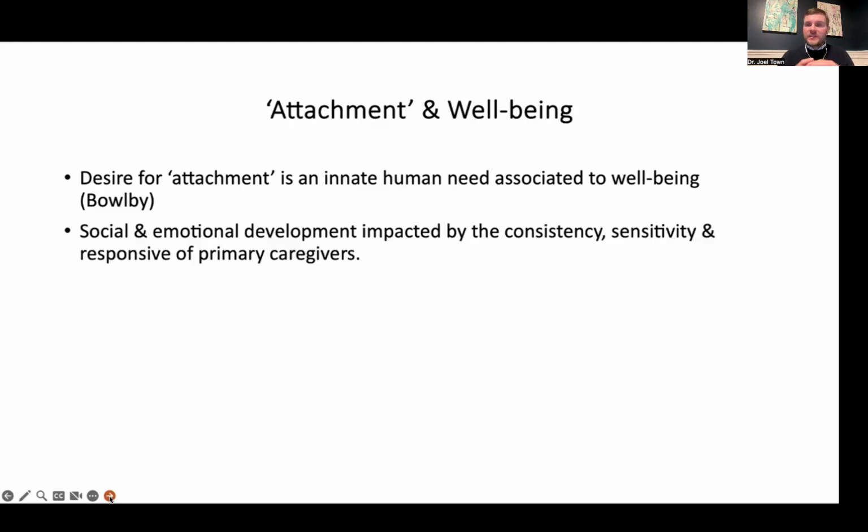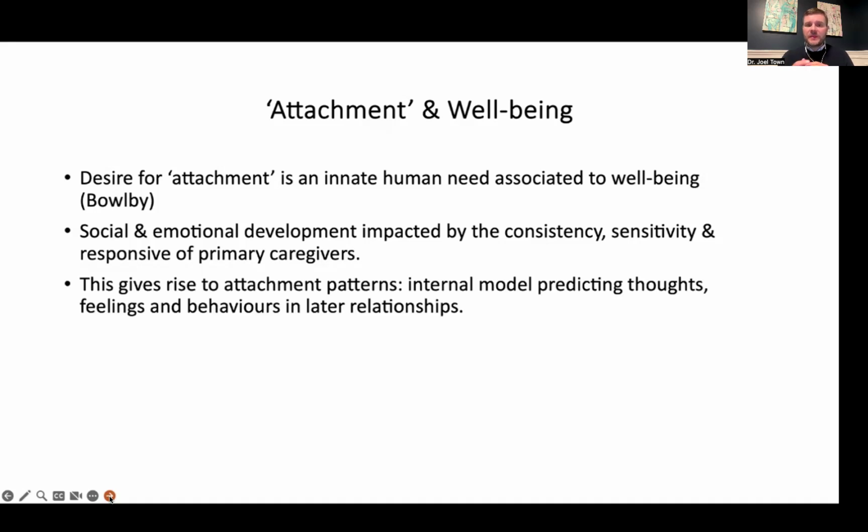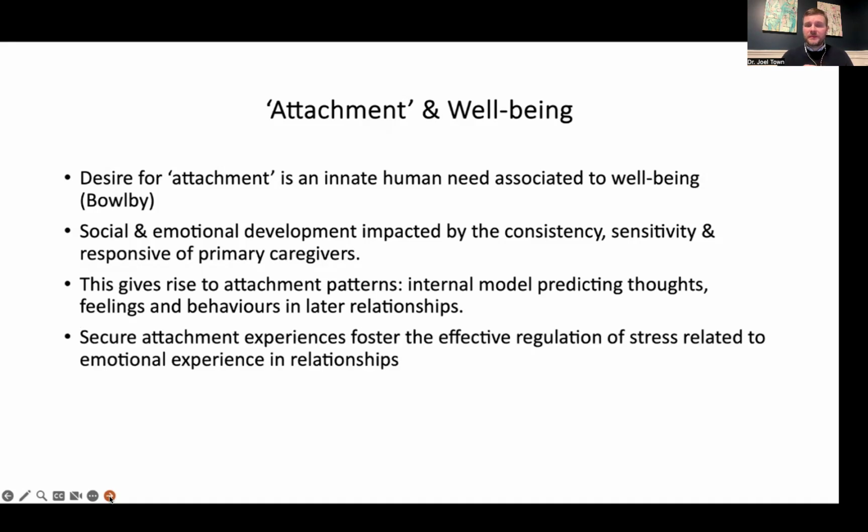So this idea of consistency in our early relationships and a sensitivity to the needs we have from our primary caregivers are key in informing our social and emotional development. And they particularly give rise to what we can consider attachment patterns, or these internal working models that help us predict how other people are going to respond to our needs in the future, and therefore elicit thoughts and feelings and behaviors in later relationships.